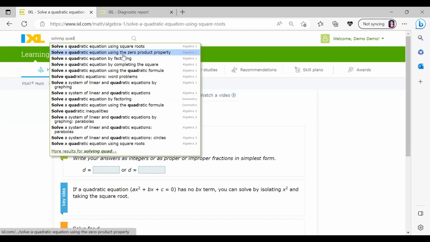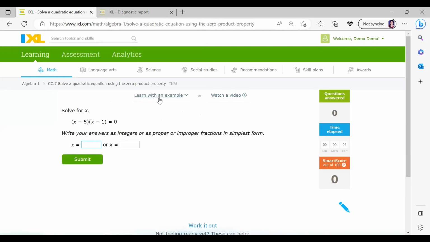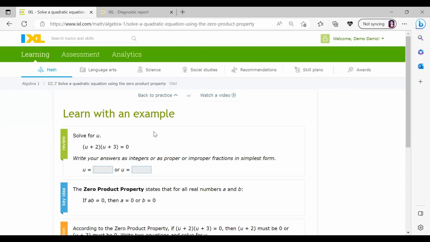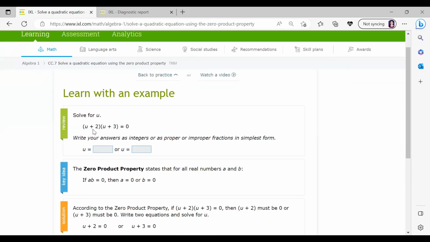How about this? Using zero product property. That's what they show you. And then you can find out the detailed example. Zero product means that each of the things, when you multiply together equals 0, that means any of the factors could be 0.